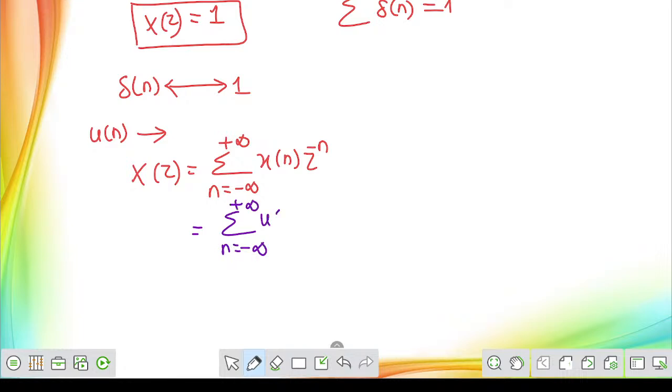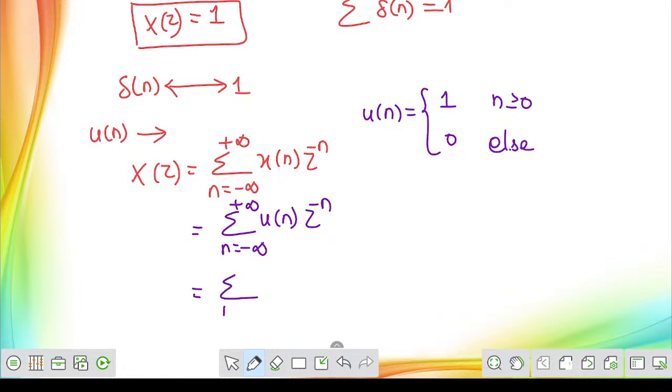The formula is x of n into z power minus n. Now in place of x of n, we are going to consider the step signal u of n into z power minus n. We all very well know the value of u of n is going to be 1 where n is greater than or equal to 0. It will be 0 elsewhere, in the rest of the zone. So this function can be rewritten as summation n equal to 0 to infinity, u of n value is 1, into z power minus n.